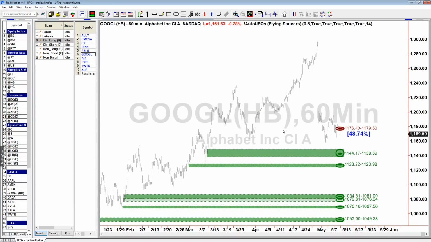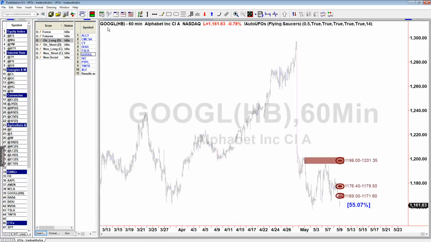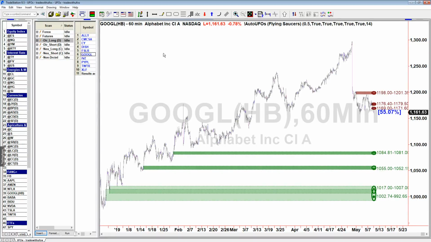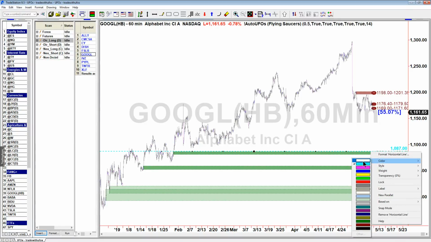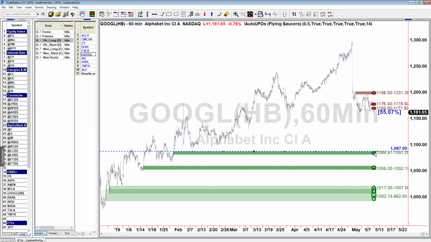So notice how on the 60-minute time frame, we got a 48% with regular session data. If I look at pre and post market, with Google we got 55%. So actually, I would say that the most relevant orders for Google are located in the pre and post market data. And notice that we don't have anything green until 1084, okay, which is the inner circle. The top of the box is 1087, more or less.